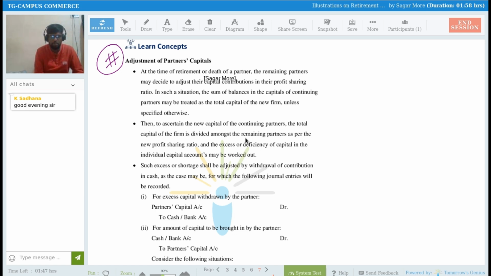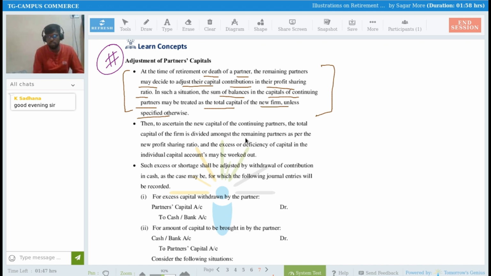See, at the time of retirement or death of a partner, the remaining partners may decide to adjust their capital contributions in their profit sharing ratio, right? In such a situation, the sum of the balances in the capitals of continuing partners may be treated as total capital of the new firm, unless specified otherwise. So what does it mean?